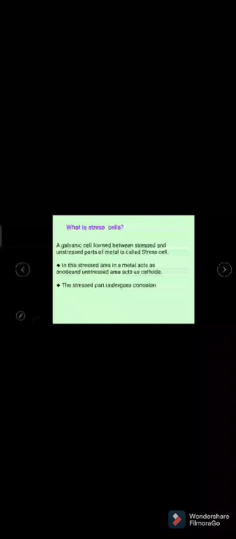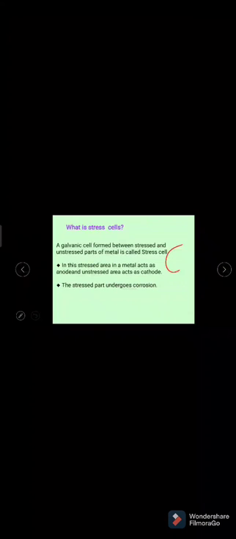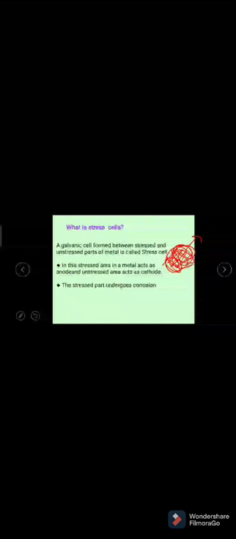Therefore, the atoms in this part show more tendency to lose electrons and form the anode. The low stress region will become the cathode. Here we can observe that the metal positions under stress are more reactive in nature, and it is easy for them to lose electrons.